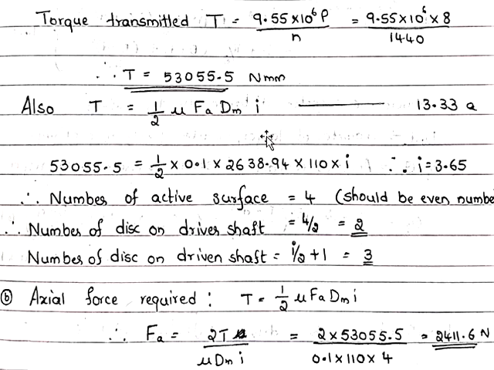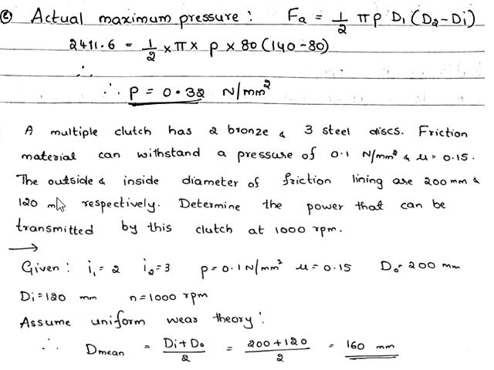Actually, from the previous calculation I am getting the Fa value as 2600, but the actual Fa value is 2411. Now the last sub question: you have to find out the actual maximum pressure. To find the actual maximum pressure, substitute the actual Fa that you obtained in the previous step, and D1, D2, all the values are known. Find out what the actual maximum pressure is.